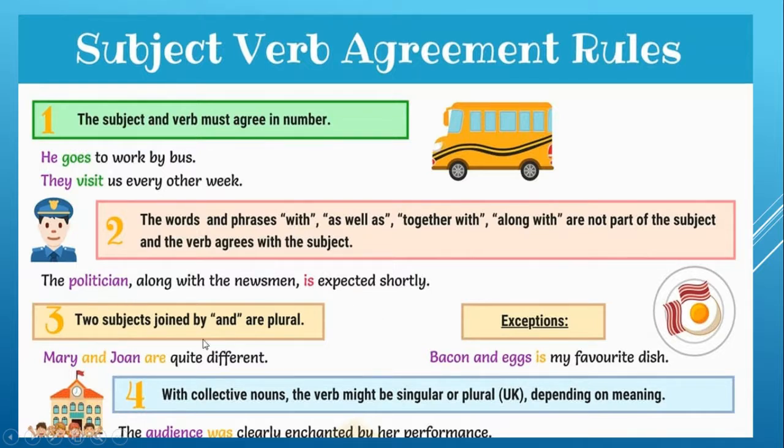When you have two subjects united by and, your subject is plural. John and Joan are quite different. You can say Joan is quite different. But here, since you have plural, you have to use are. Bacon and eggs is my favorite dish.